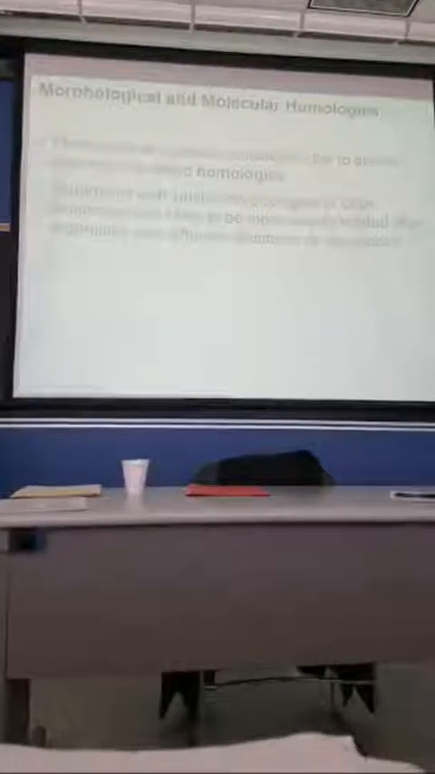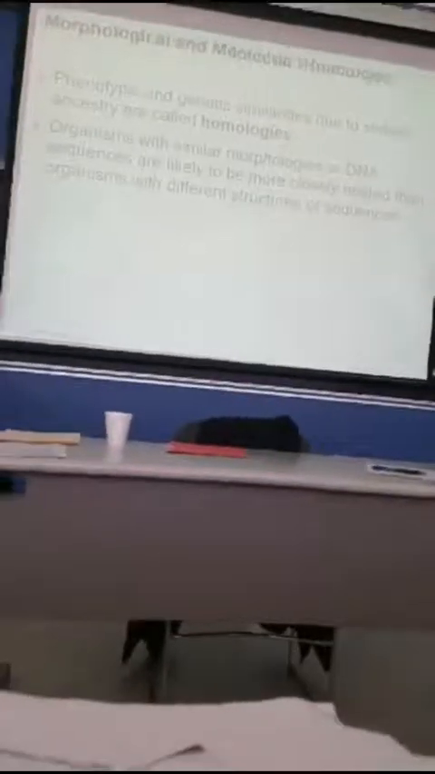I'm going to skip that one. That one's pretty complicated. I'm not going to worry about that particular one. Phenotypic and genotypic similarities due to shared ancestry are called homologies. Remember, homologous traits come from similar origins because of their ancestry, like the forelimbs of all the vertebrates.